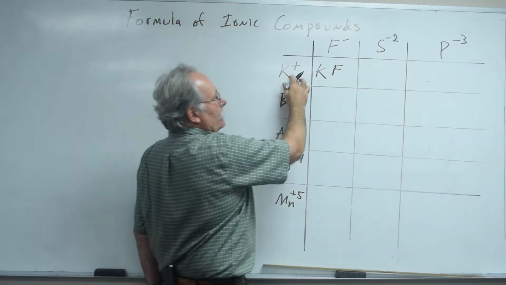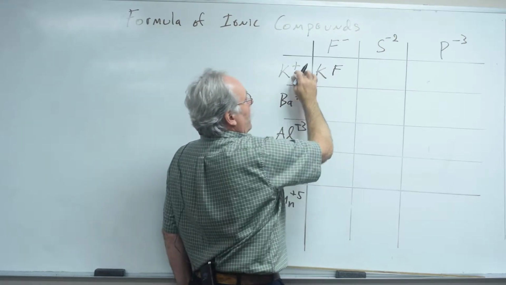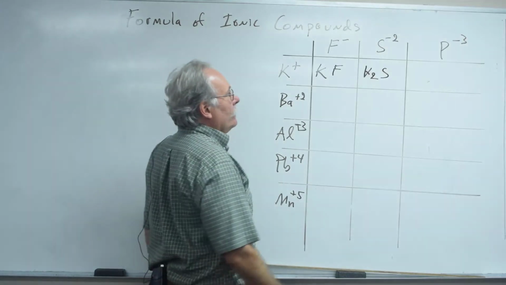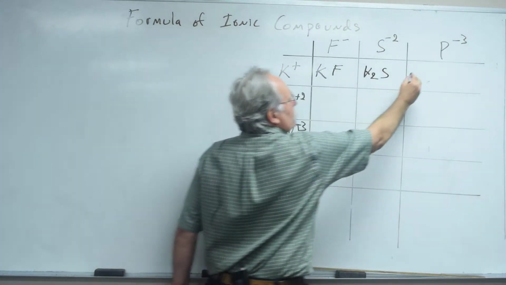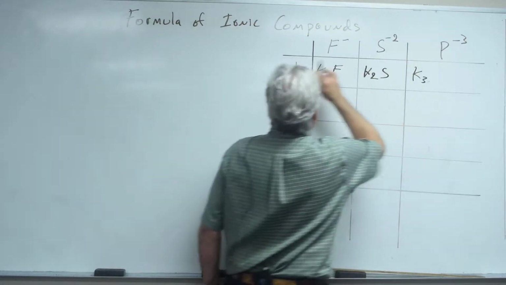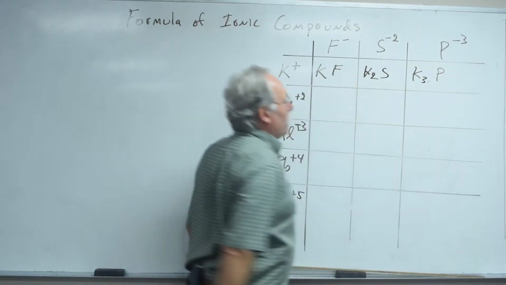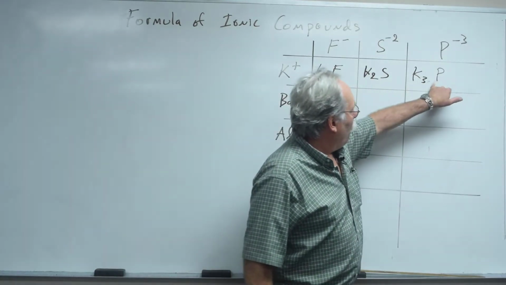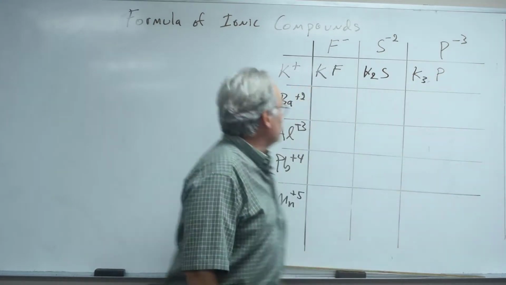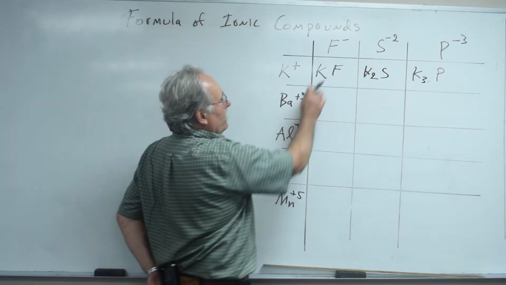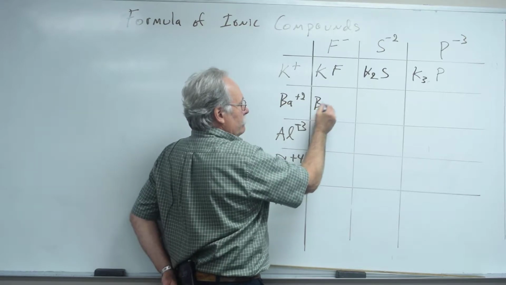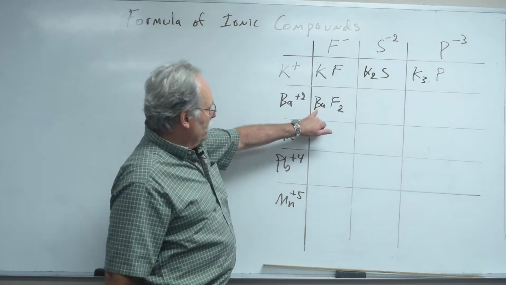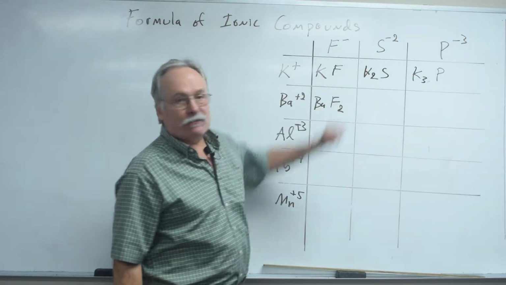Now I come over here. Since there's 2 of these, and the charge of this is 1, I have K2S. Now if I bring this down to here, I have K3P. So these are my neutral formulas: 3 times +1, when added to 1 times -3, equals 0. Now I come over here. This is a 1, so I have 1 barium, and this is a 2, so I have 2 fluoride. So 1 times +2 plus 2 times -1 equals 0.